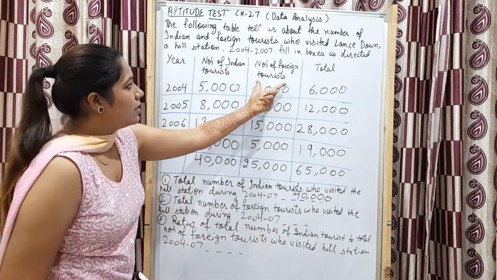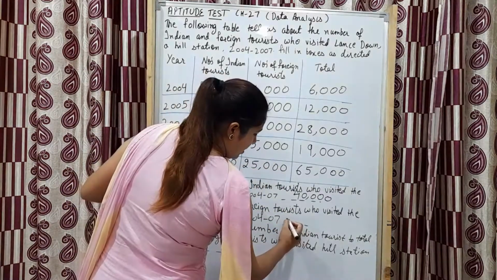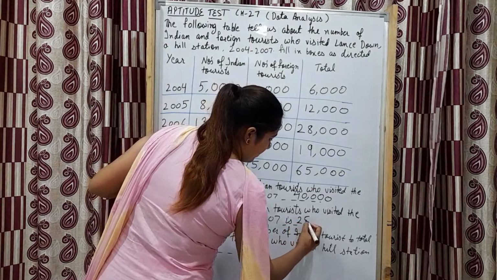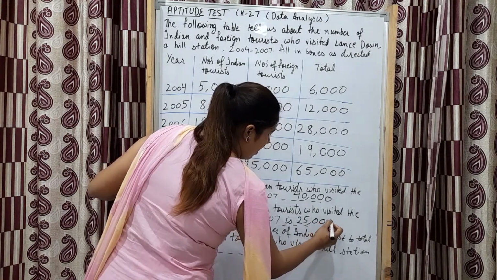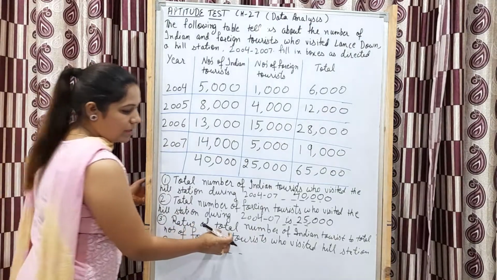Next, total number of foreign tourists who visited the hill station during 2004 to 7. It means the number of foreign tourists, that is 25,000. So here the answer is 25,000.